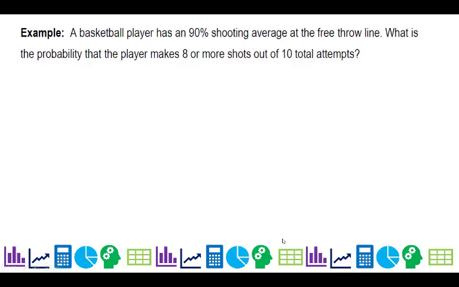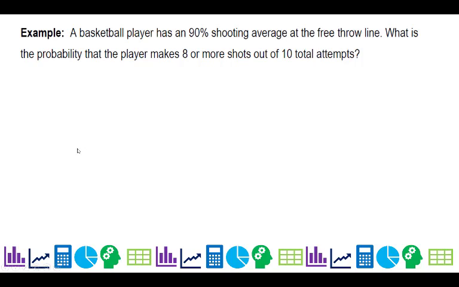Okay? Now, let's look at an example of a basketball player that has a 90% shooting average at the free throw line. What is the probability that the player makes 8 or more shots out of 10 total attempts? Well, it's very important.